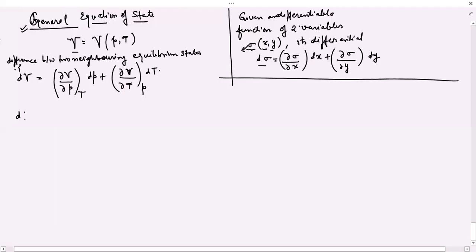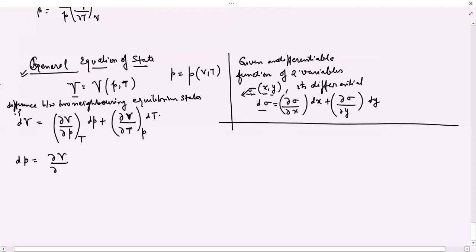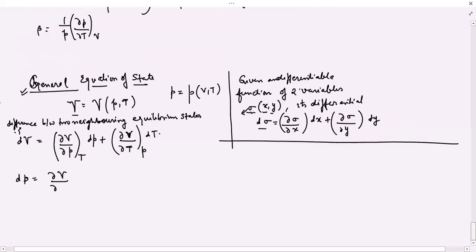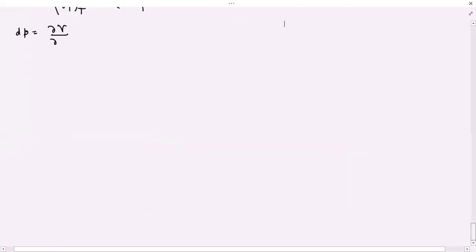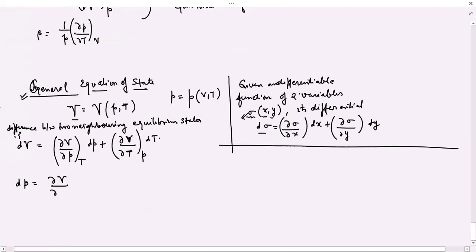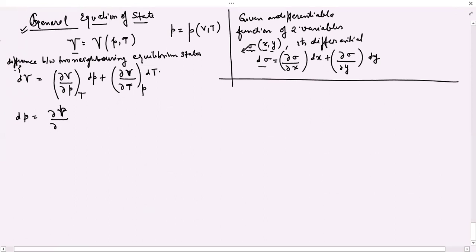If I write dP, what would dP be? Sorry, P would be a function of both volume and temperature. Okay, I hope it is clear. So pressure would be a function of both volume and temperature. So dP will be del P upon del V at a constant temperature times dV, plus del P upon del T at constant volume times dT.